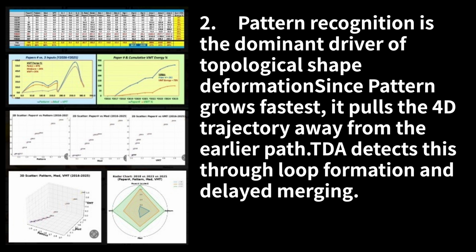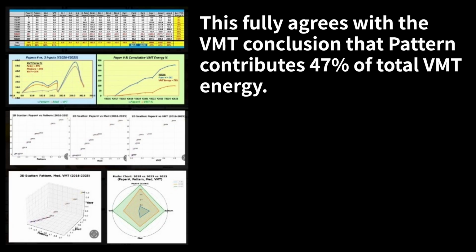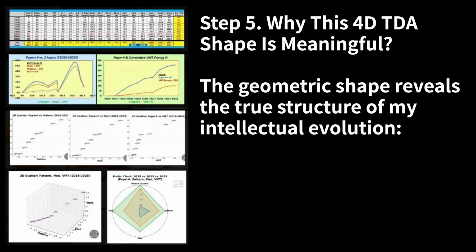2. Pattern recognition is the dominant driver of topological shape deformation. Since pattern grows fastest, it pulls the 4D trajectory away from the earlier path. TDA detects this through loop formation and delayed merging. This fully agrees with the VMT conclusion that pattern contributes 47% of total VMT energy. Step 5. Why this 4D TDA shape is meaningful.